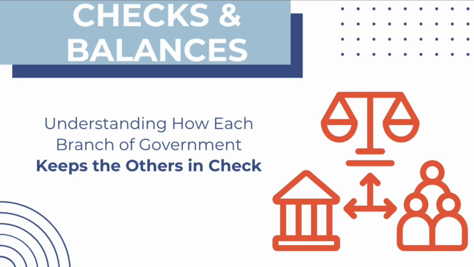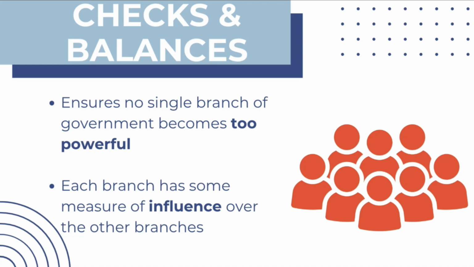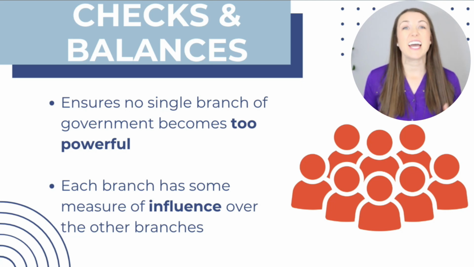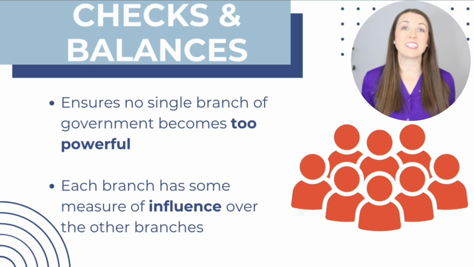So, friends, really, checks and balances is just the understanding of how each branch of government keeps the others in check. We want to make sure that not one single branch overpowers the others and that they are all equal. Now, checks and balances ensures that no single branch of government becomes too powerful. And really, each branch has some measure of influence over the other branches. And that's why they're checking on each other and making sure that it is all balancing out together.